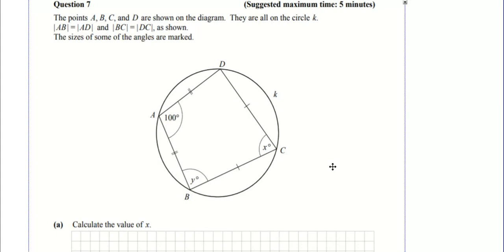Now, the points A, B, C, and D are shown in the diagram. They are all on the circle K. AB is equal in length to DB, and BC is equal to DC. All right, great. They already have that marked in. Calculate the value of x.